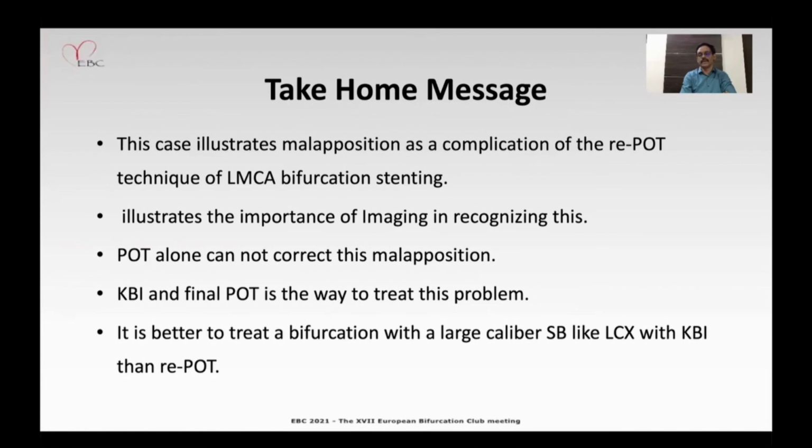The popularity of reverse POT technique is because of the ease of doing. You need not put two balloons like in kissing balloon, which is a little more cumbersome. Here we only need to put one balloon followed by POT. The technique is very simple to do, but the downside is the malapposition that can occur, which can be corrected only by kissing balloon and the final POT.